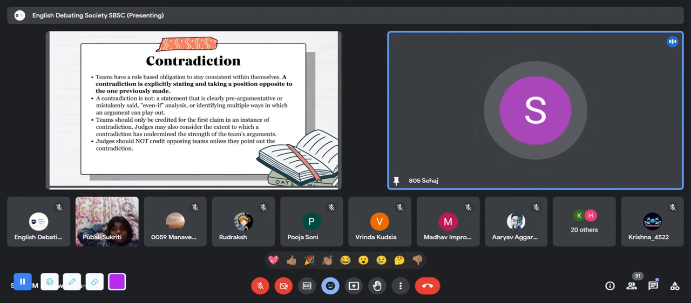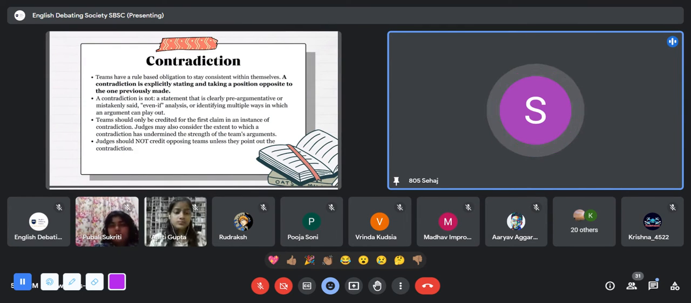Thirdly, teams should only be credited for the first claim in an instance of contradiction. Judges may also consider the extent to which a contradiction has undermined the strength of the team's arguments. Two very simple things here. One, let's say first speaker says X thing, second speaker goes away from the X thing and says Y thing. As a judge, now you might be confused, like, whom do I credit? It's a contradiction. I'm not sure what to credit. In this sort of clear contradiction, you ignore the second thing and you take into account the first thing only.